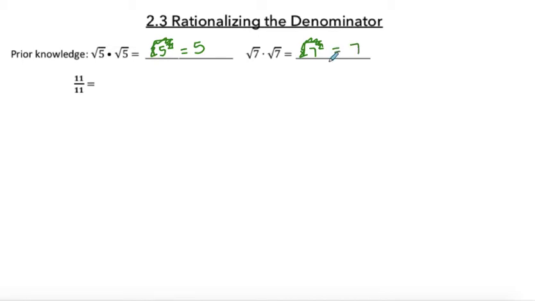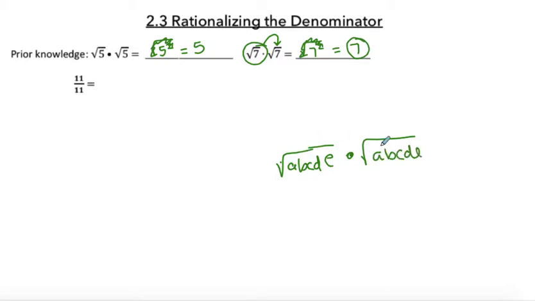So notice that if I had something that started with a radical and I multiplied it times itself, it ends with no radical. So if I had the square root of a, b, c, d, e, and I multiplied it by itself, because I'm taking it times itself, that means I have those two groups, the square root would cancel and I'd be left with just a, b, c, d, e.